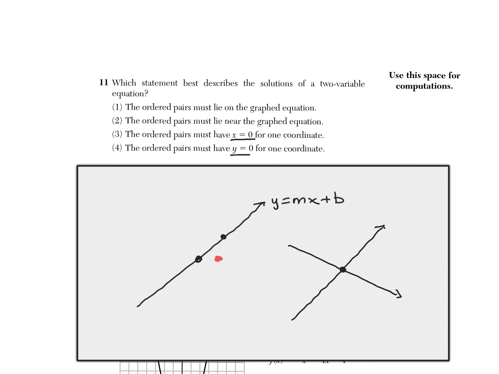Your goal, remember, is you want your left-hand side to equal your right-hand side. And if that is the case, then the ordered pairs are going to be on the graphed equation. So it's pretty simple, but you have to have the idea of what you're being asked here.